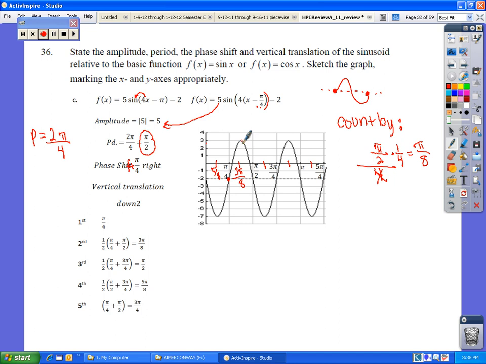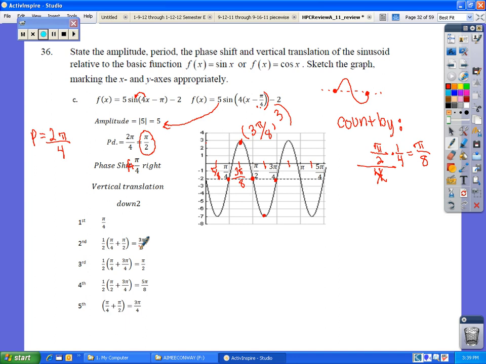I then go up to my first increment of pi over 8, down to my next increment of pi over 8, down further to my next increment of pi over 8, and then finally back up. Okay? So you're then going to connect those dots. You'd also want to label what these points were. So 3 pi over 8, comma 3. And this is really mostly important for when you're doing word problems, but it's also good to just go ahead and get into the habit.